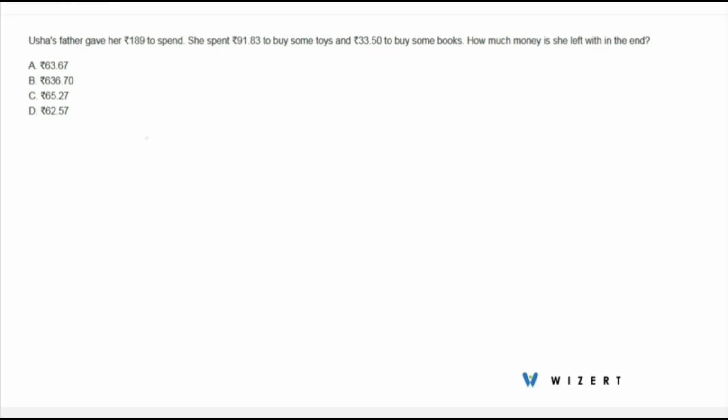Now let's calculate the total amount that Usha spent. That would be addition of expenditure on toys and that on books. So it should be 91.83 plus 33.50 rupees. That would be, let's add it, 91.83, 33.50.